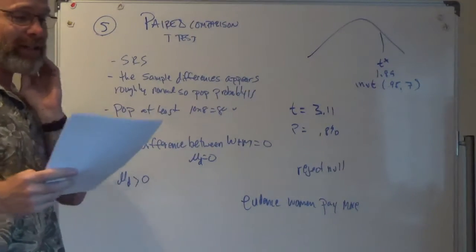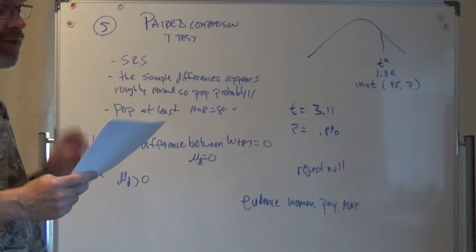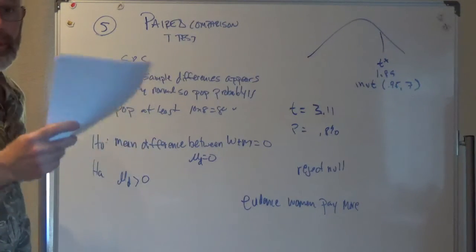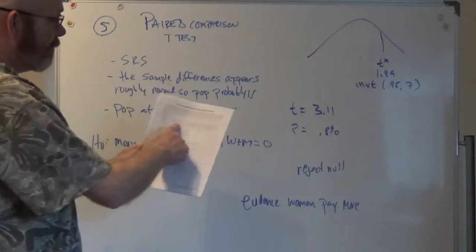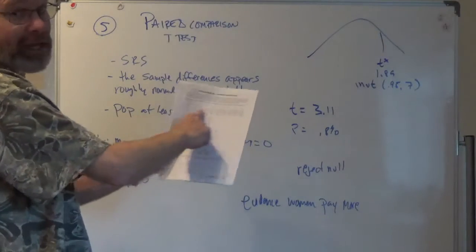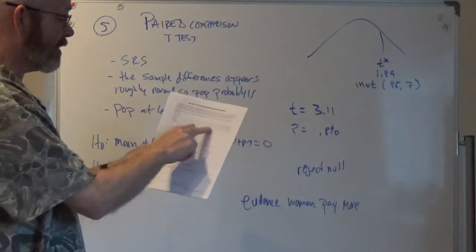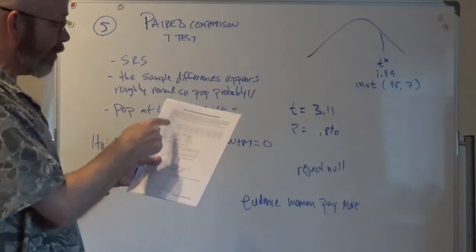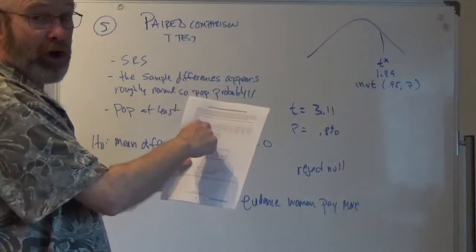Okay, problems 5 and 6. 5 is research to see if women pay a different amount of money than men for the same car. So you got some data: what the women paid and what the men paid and their difference. Remember that the women and the men are dependent on the car.